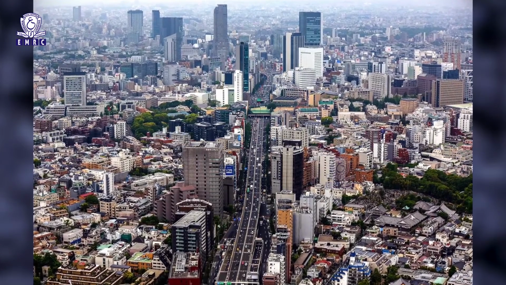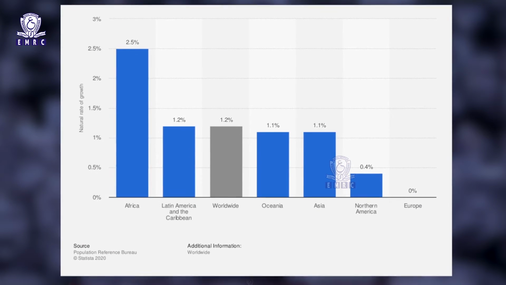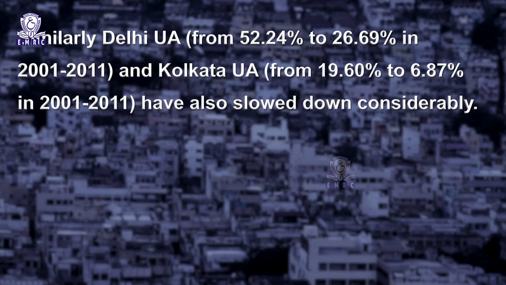The growth in population in the megacities has slowed down considerably during the last decade. Greater Mumbai urban agglomeration, which witnessed 30.47% growth in the population during 1991-2001, has recorded 12.05% during 2001 to 2011. Similarly, Delhi urban agglomeration, from 52.24% to 26.69% in 2001 to 2011, and Kolkata urban agglomeration from 19.6 to 6.6% during 2001 to 2011, thereby slowed down considerably.